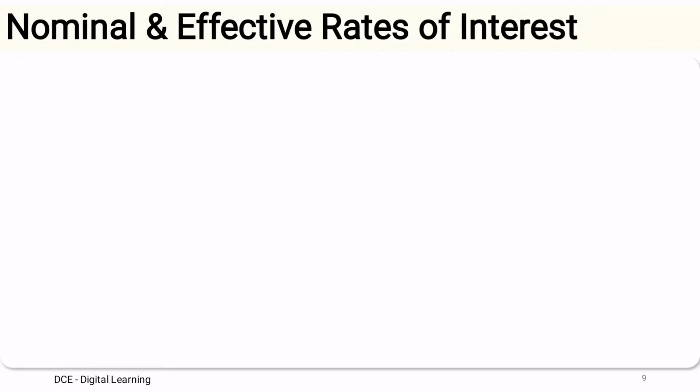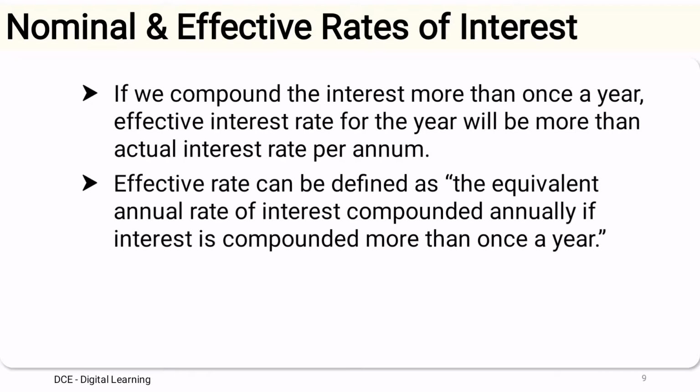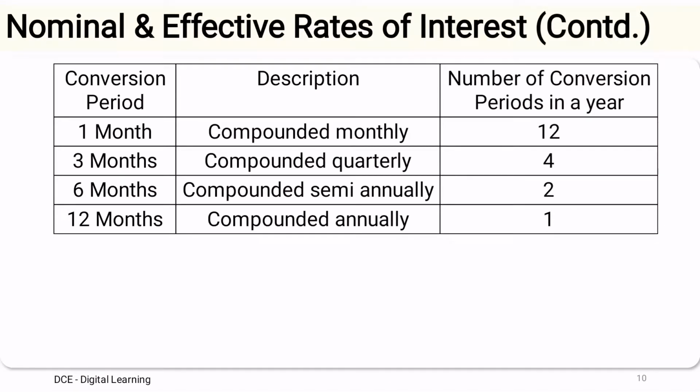Now one more concept in compound interest is the nominal and effective rates of interest. If you compound interest more than once a year, the effective interest rate for the year will be more than the actual interest rate per annum. Effective rate can be defined as the equivalent annual rate of interest compounded annually if interest is compounded more than once a year.